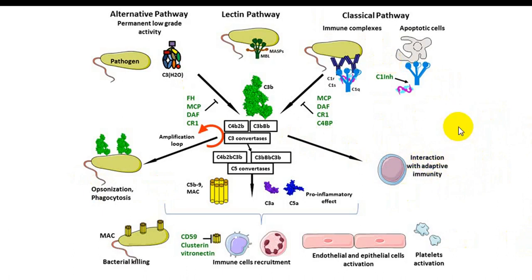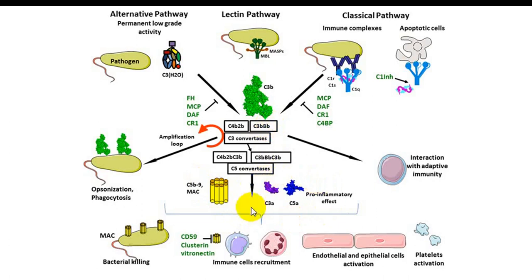Then you have the C5 convertase of the classical and alternative pathways. These convertases, the C3 and C5 convertases, pave the way to C5, and C5 ultimately leads to the assembly of the membrane attack complex, which is the assembly of C5b, C6, C7, C8, and C9. And of course, interestingly, there are C5 convertases which convert C5 into C5a.